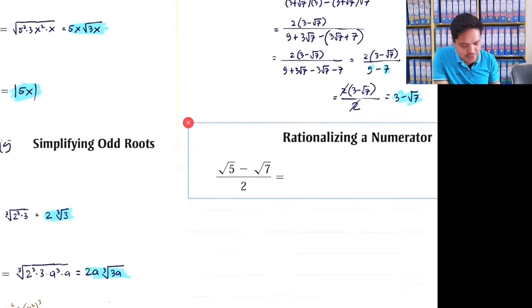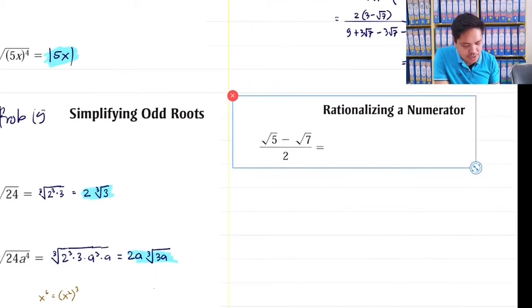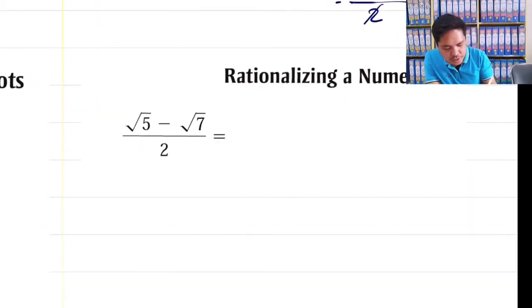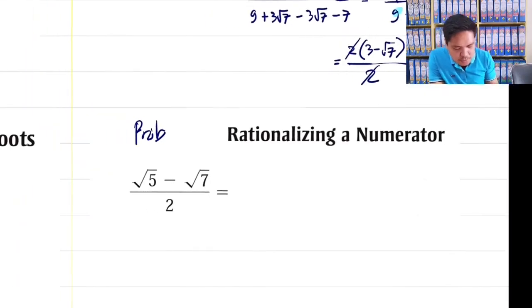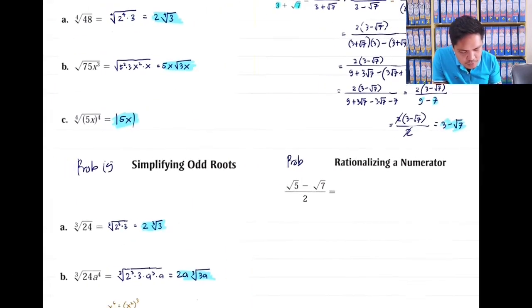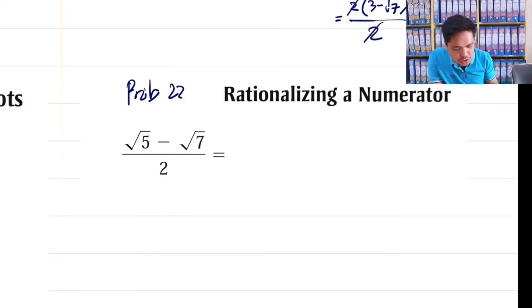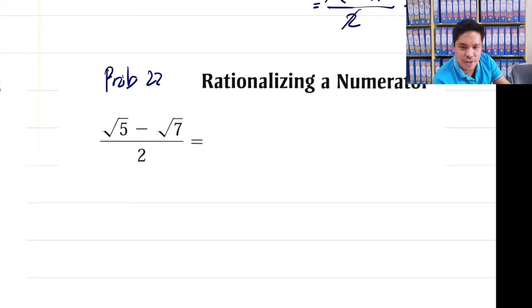Okay, let's try this. Rationalizing the numerator at the same process pa rin, but shortcut na lang natin to. This is problem number 22. So problem number 22, we are rationalizing the numerator. So again, we are just multiplying by the conjugate. You just need to multiply by the conjugate of the sign. Or just reverse the sign. So instead of minus, we use plus.